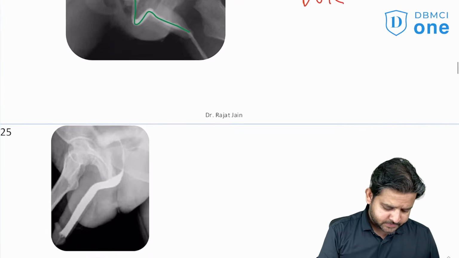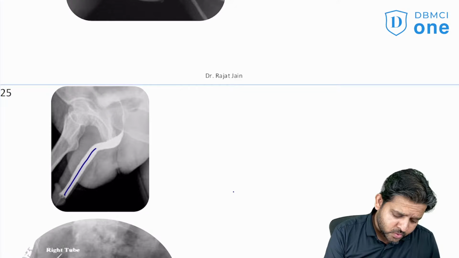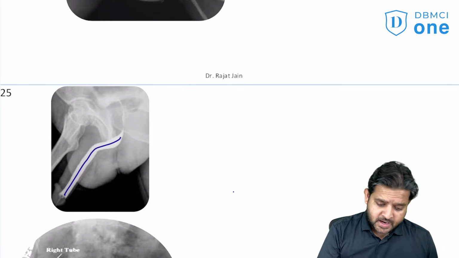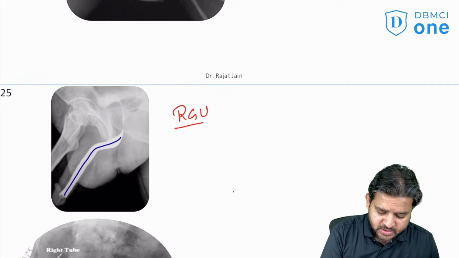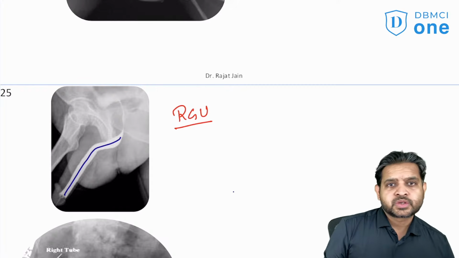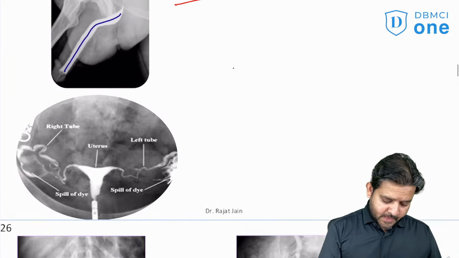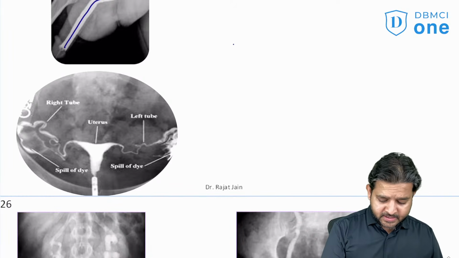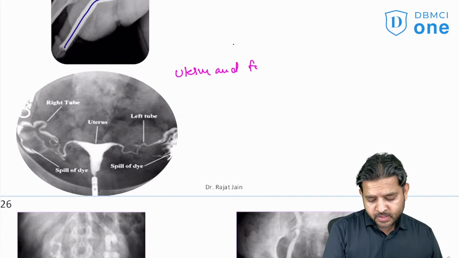Okay. All right. Now, where do we see the dye here? I can see the dye only in the anterior urethra. And when I am seeing the dye in the anterior urethra, then the name of the investigation is RGU. This is retrograde urethrography. Right? Retrograde urethrography.